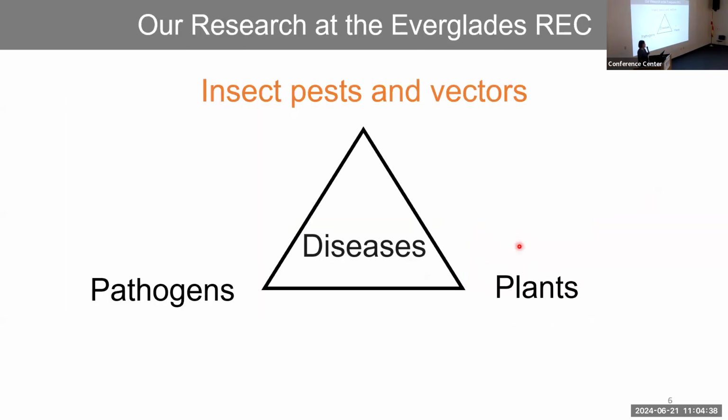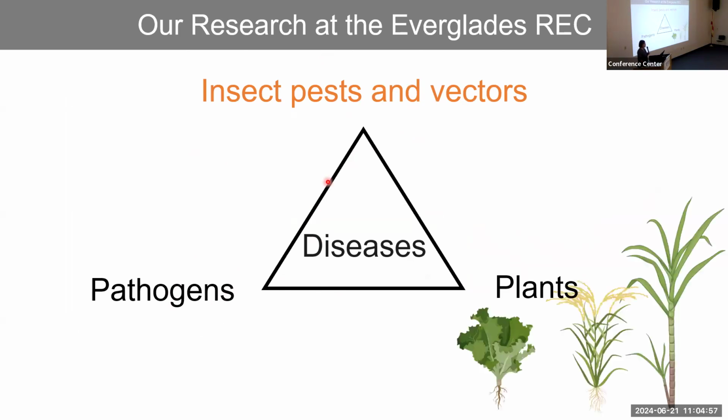So based on this, I have this new disease triangle for those pathogens transmitted by insects. So here, the key components are insect pests and vectors, pathogens and plants. So this is kind of our major research interest. And for the plants, we are focusing on the plants and crops that are important in the Everglades Agricultural Area. So here, we are big winter vegetable producers, and we have the biggest sugarcane growing area, and rice is also important as a rotational crop.